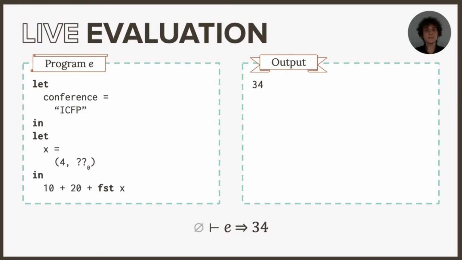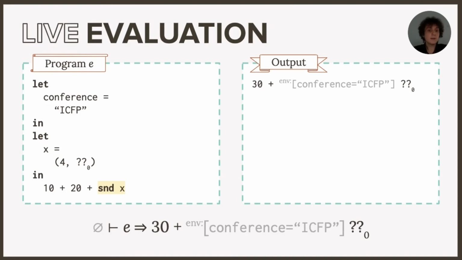But what if we change the first of x to second of x? We can compute the 10 plus 20 just fine as before, but now second of x is going to give us a hole. In traditional programming systems, this would either result in an exception or a crash or some sort of meaningless output. But the key insight of live evaluation is that we can actually just evaluate around this hole. So because we have a hole in our input, we'll get a hole in our output, and we get 30 plus hole 0. Note that we also keep track of the environment around the hole at the time of evaluation, because that's going to be really useful for synthesis later. Notationally, we would say that in the empty environment, E live evaluates to 30 plus hole 0 with that environment. So that's how we can run these program sketches.